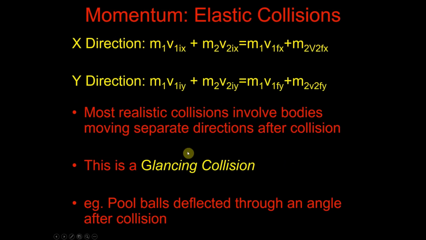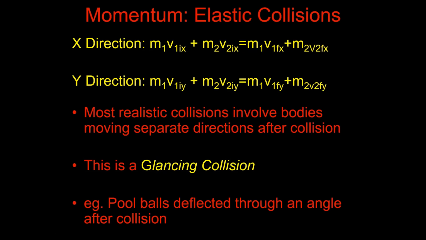So, in terms of our momentum for an elastic collision in the x direction, we'll have m1 v1 in the x direction plus m2 v2 in the x direction, and that will equal a final momentum in the x direction, 2 discrete values. The same for the y direction. In most realistic collisions, you'll end up with bodies moving in separate directions after a collision.